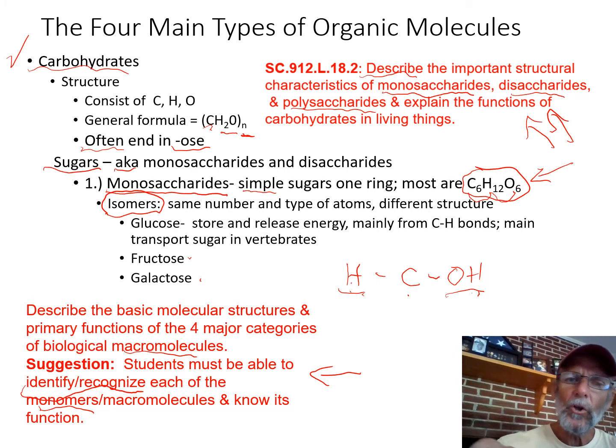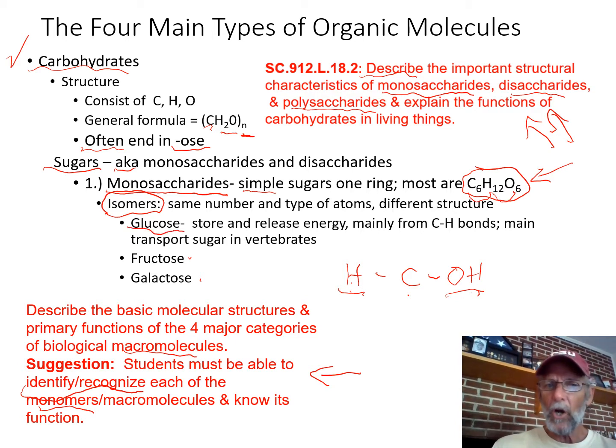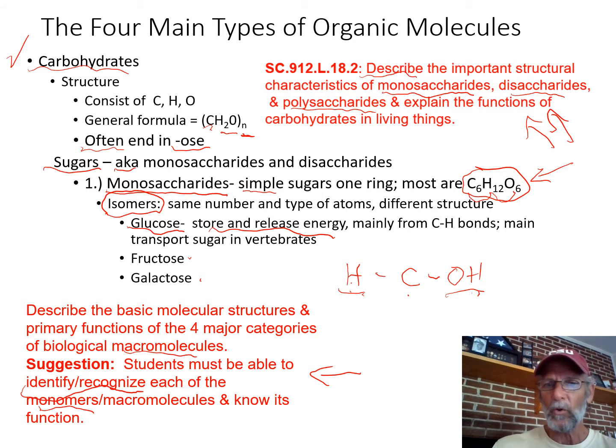Okay, glucose is going to be the star of the show all year because glucose is the most common of these monosaccharides. It's the one that we commonly refer to as blood sugar in vertebrate animals like ourselves. It's the sugar, the carbohydrate that's mostly flowing around in your blood. Its function is to store and release energy. That is a possible question.